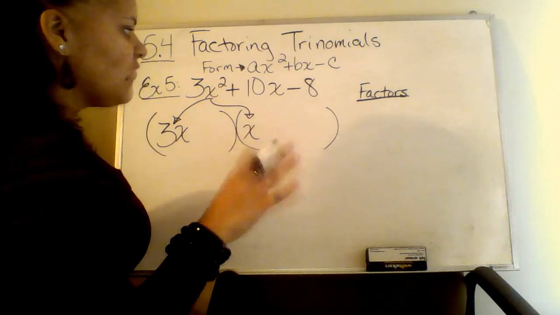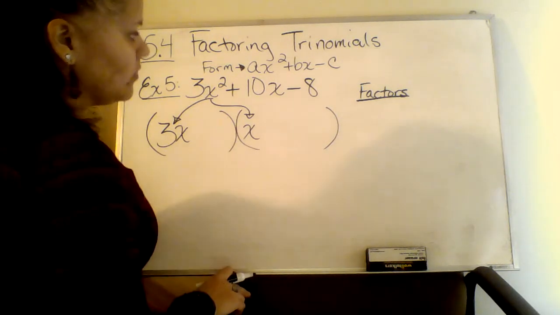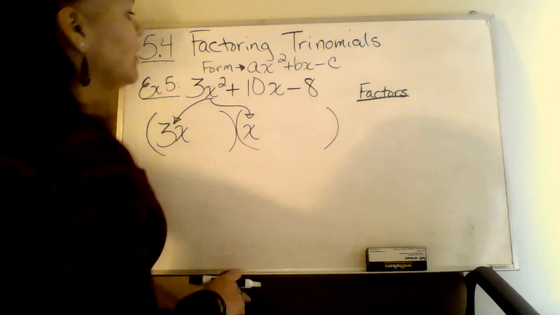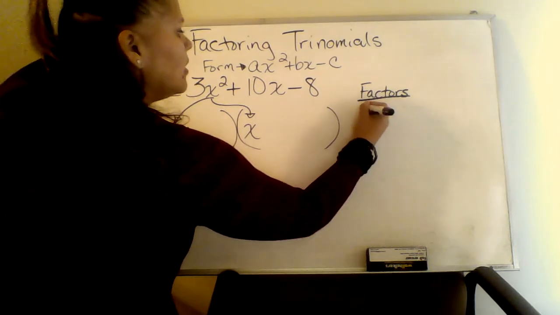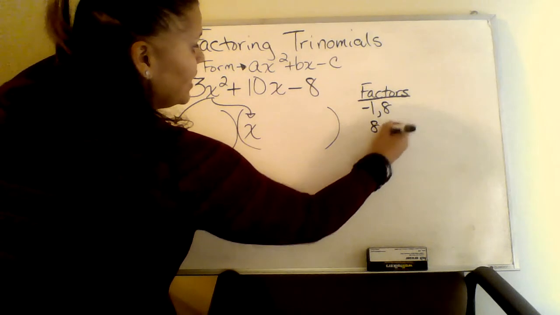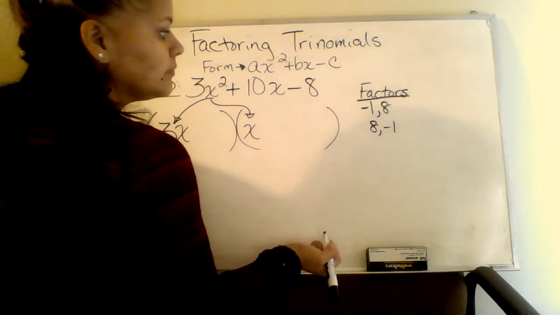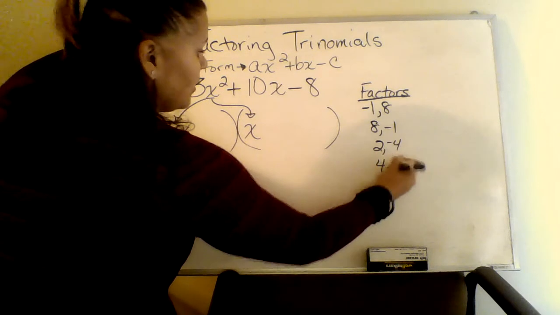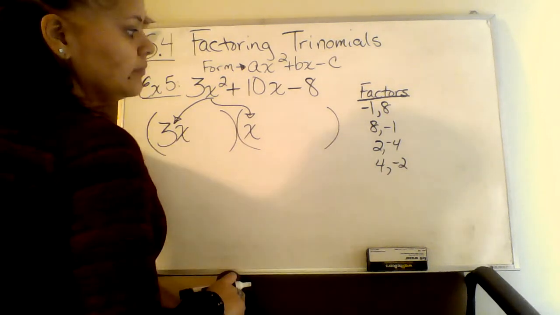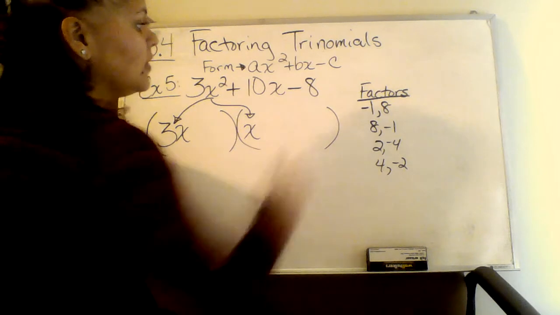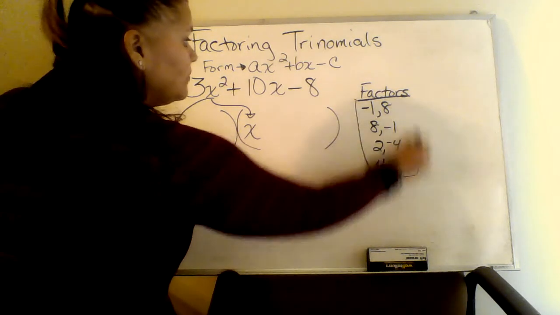So let's first find the factors of that negative 8. Negative 8 can be found in a variety of ways. Okay? So we can have negative 1 and 8, 8 and negative 1. We can have 2 and negative 4, or 4 and negative 2. Either way, and that's about it. So these are the factors that we have.